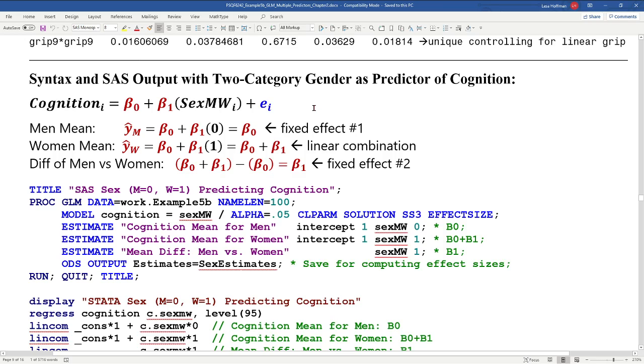The model is going to directly give me the predicted cognition for men, who are the 0 group. That's given by the fixed intercept. The predicted cognition for women is going to be a linear combination of the fixed intercept plus the slope for gender times 1, which is the value that gender takes for women. And the difference between them is given directly by the slope.